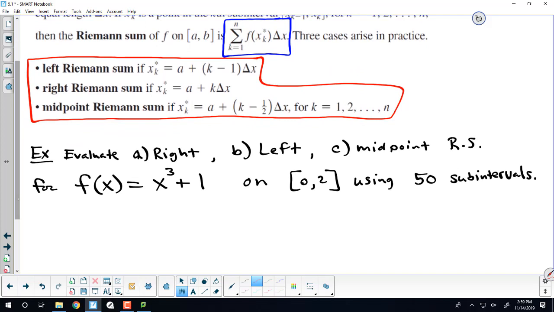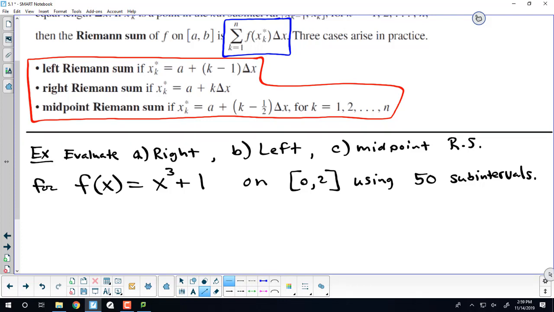So evaluate the left, right, and midpoint Riemann sum for the function x cubed plus 1 on [0, 2] using 50 subintervals. So 50 rectangles to approximate this area, A to B, on the function x cubed plus 1.